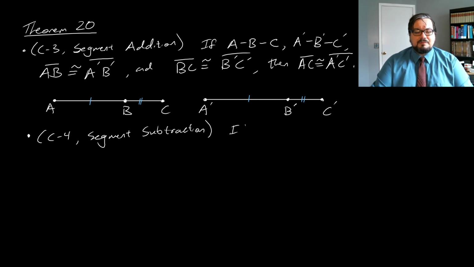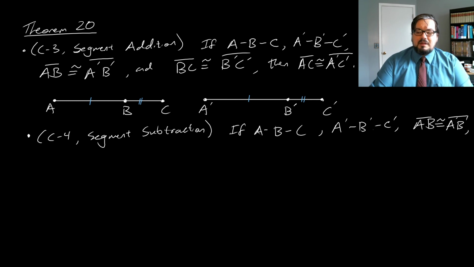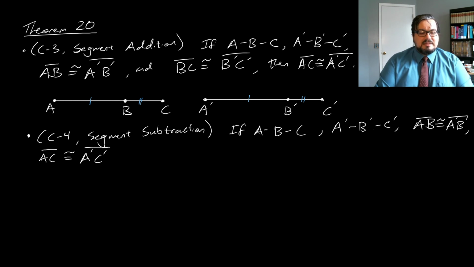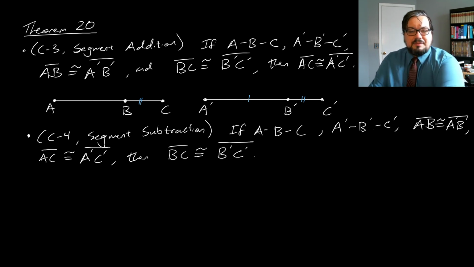This is something similar. It has the same first setup. If B is between A and C, and B prime is between A prime and C prime, segment AB is congruent to segment A prime B prime, and segment AC is congruent to segment A prime C prime, then segment BC is congruent to segment B prime C prime. So this is doing something slightly different.